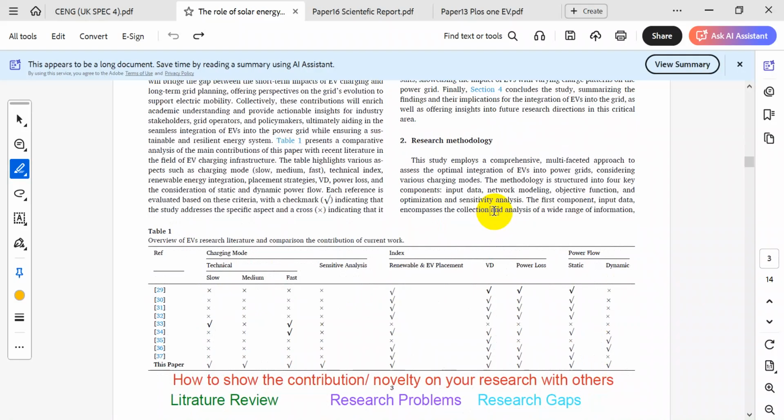Today, I want to talk about how to create the contribution table, how to show our paper novelty with the other papers. As you know, for every article we have the introduction, literature review, research methodology, result discussion, and conclusion. So, one of the important parts of your paper is the novelty and contribution of your paper compared with other papers, which is the main part of your paper. So if you are able to show this contribution, then you increase your chance to get your paper accepted by the journal.